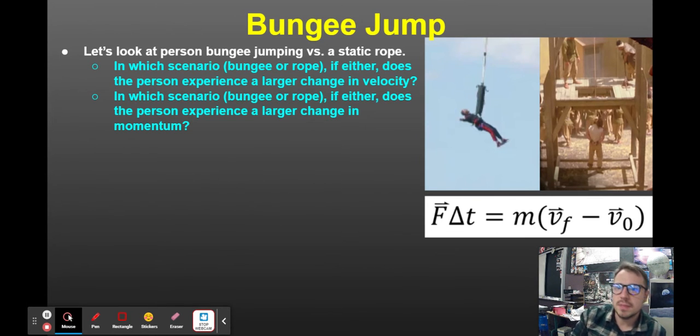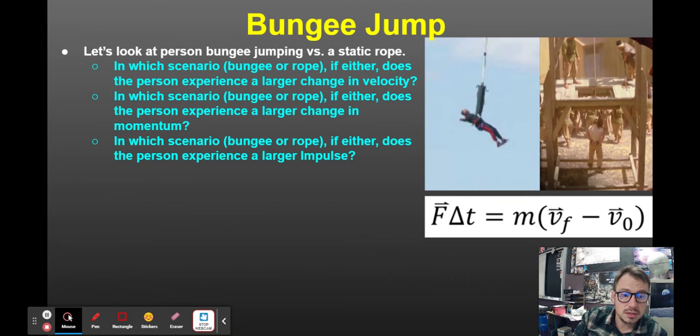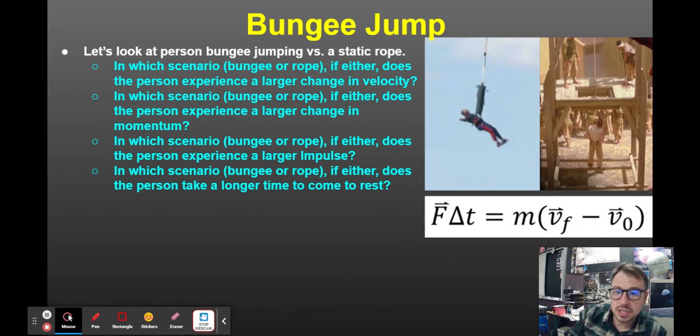In which scenario does that person experience a larger change in momentum? Assuming it's the same person falling from the same height, the mass is going to be the same, the change of velocity is going to be the same. So if the mass is the same and the change of velocity is the same, then the change of momentum is going to be the same. In which scenario does that person experience a larger impulse? Well, if the change of momentum is the same, the impulse is the same, because those are the same questions, right? In which of these scenarios does the person take a longer time to come to rest?